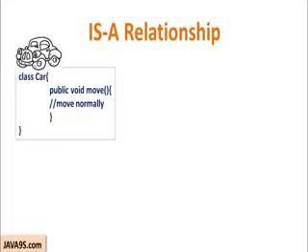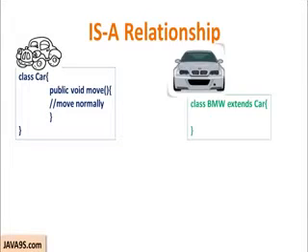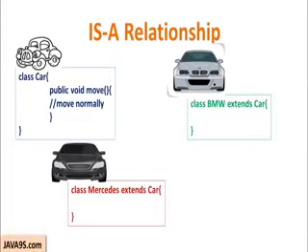If you take the programmatic notation of the concept I spoke about earlier, you can see that there's a class Car, and there's a move method inside it, and there's also BMW and Mercedes Benz. Please remember, the overriding concept is applicable for the superclass and subclass relationship. You can see that I have extended the BMW class with the Car class, and Mercedes extends Car. Without this relationship, overriding will not work.